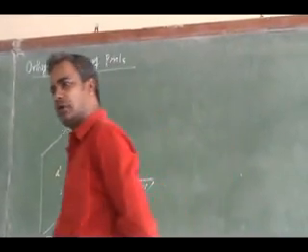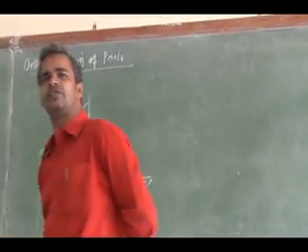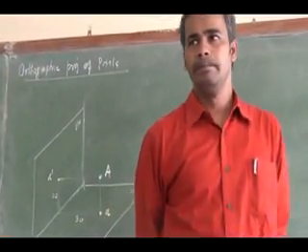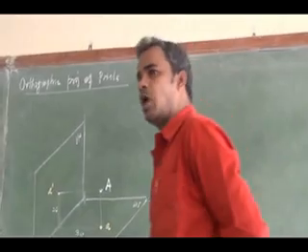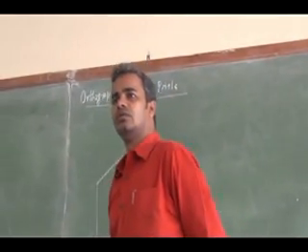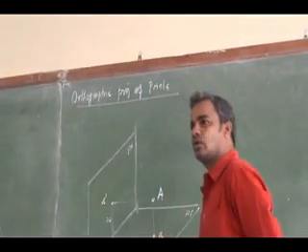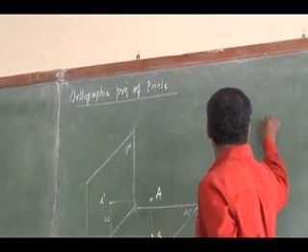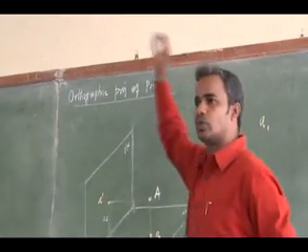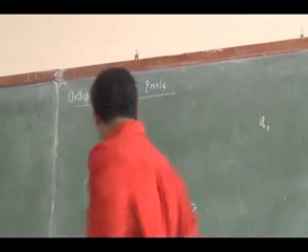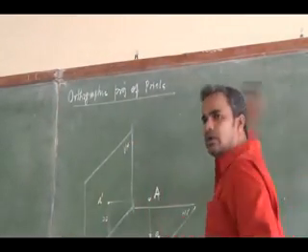Similarly, side view, which we will be using later, is notated with small letter with suffix 1. The side view will be notated a suffix 1, b suffix 1. Okay, the side view will be notated like this, right?